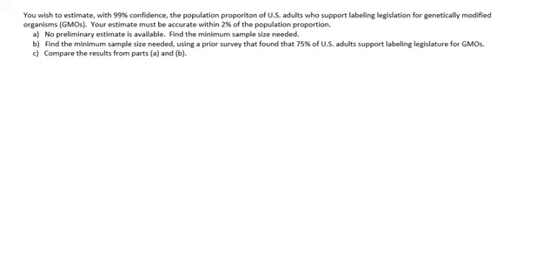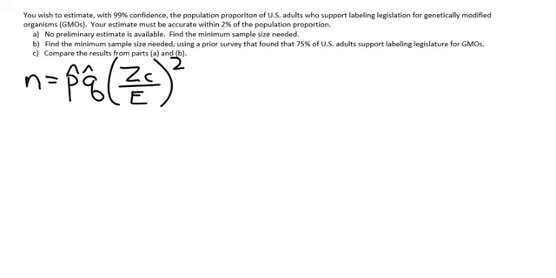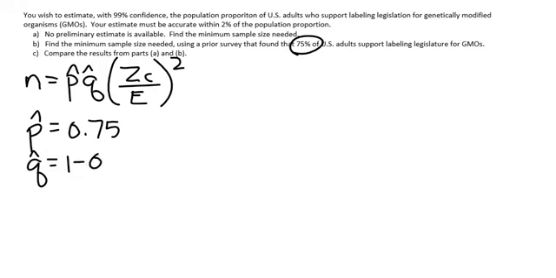Find the minimum sample size needed using a prior survey that found that 75% of U.S. adults support labeling legislation for GMOs. We're going to use the same formula as before. This time, p hat is going to be equal to 0.75, the decimal representation of 75%. Q hat is 1 minus 0.75, which is going to be 0.25.